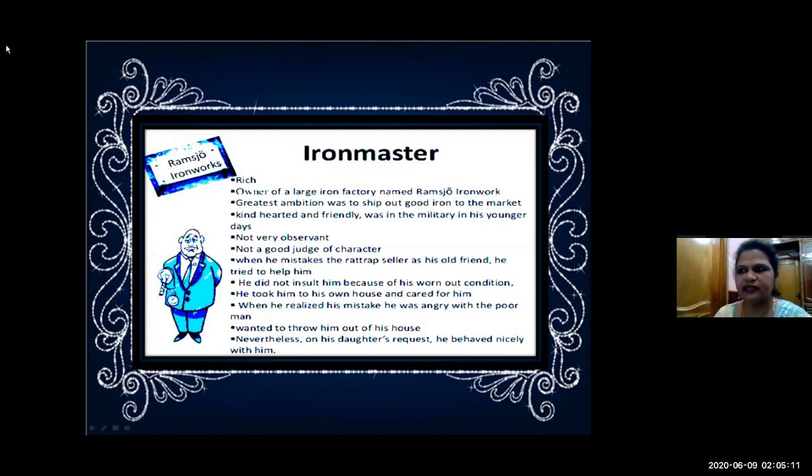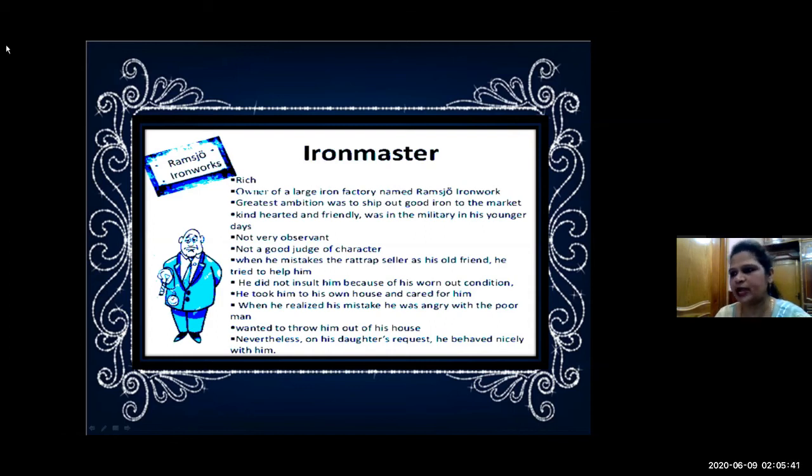Next can be the character sketch of the Ironmaster. First you can tell who he was. He was the owner of the Ramshaw Ironworks. He was rich. His greatest ambition was to ship out good iron to the market. He was not very observant. He was not a good judge of character. He mistakes a rattrap seller as his old friend.